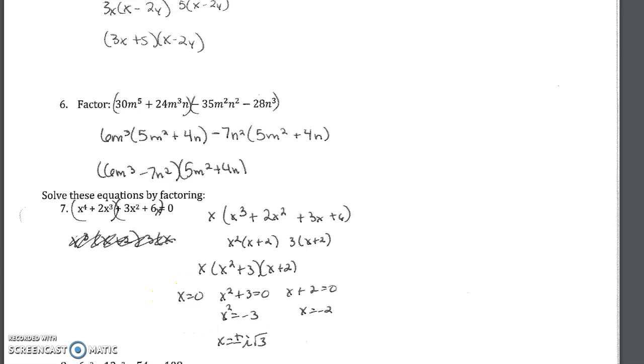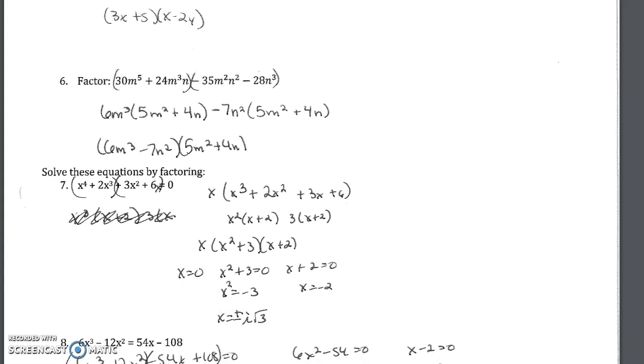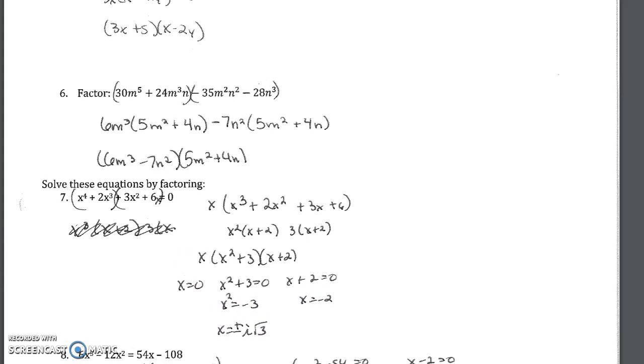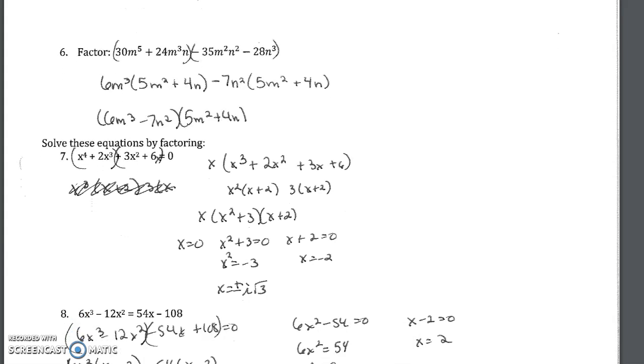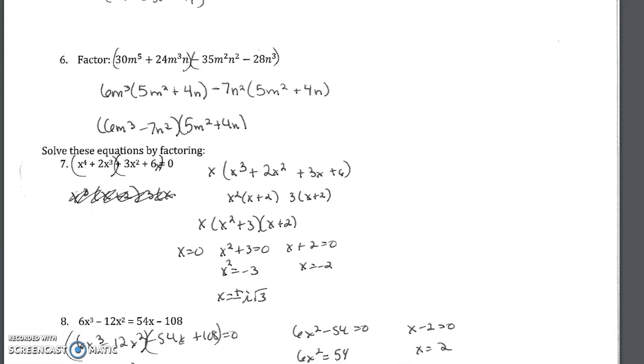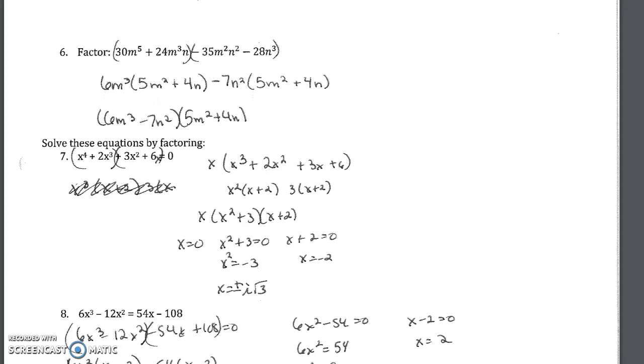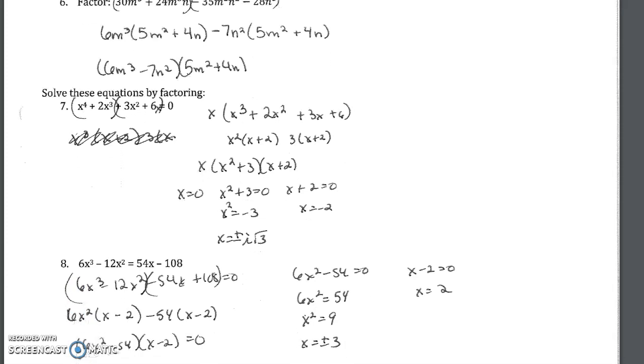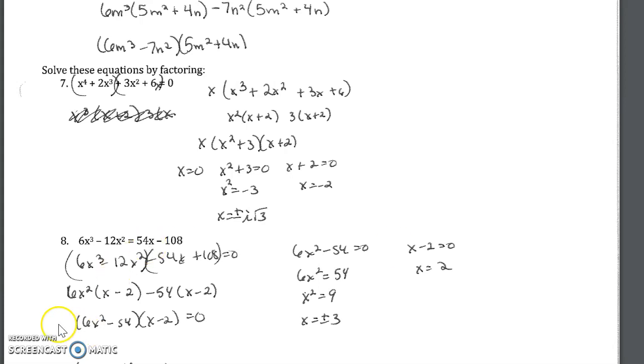Okay, well, let's go on to the next one. Number 8. First of all, is it equal to 0? No. So your first job is to move the 54x and the 108 to the other side. Then you look and say, okay, I can do factoring by grouping. So you can take out a 6x squared out of your first set and a negative 54 out of your second set. You might also notice that you could have taken a GCF out from the beginning.